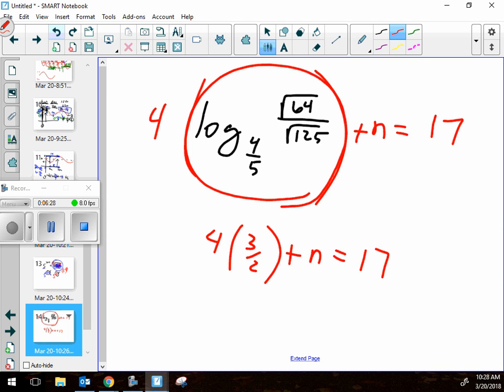And the way I like to solve these is if I ever have a fraction, I multiply everything by that denominator. So times 2, times 2, times 2. And that would cancel that, and this would become 4 times 3 is 12, plus 2n is equal to 34, and then it's really easy to solve from there.